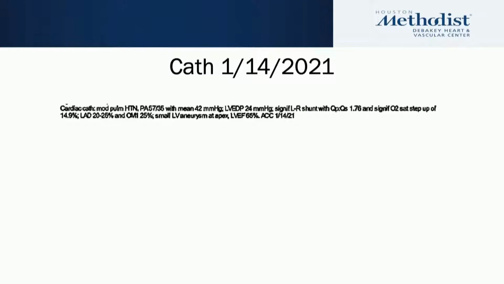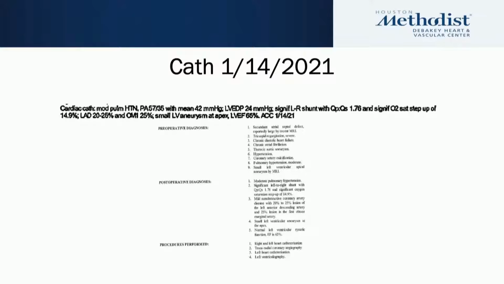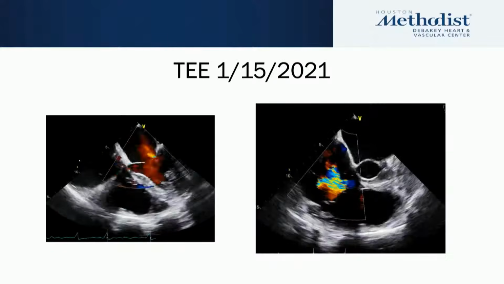I don't have the pictures, these are from an outside hospital, but I have the reports, and what's important to note is the mean PA is at 42. The LVEDP is at 24, and this is extremely important. The QP:QS is at 1.7 and 1.8, which is less than the one quantified in MRI, but I think some of it must have been from the Lasix and the blood pressure control that he's had. Also, there's a step up of 14.9% on the oxygen saturation, and we know that anything above 5 to 7% is a significant step up.